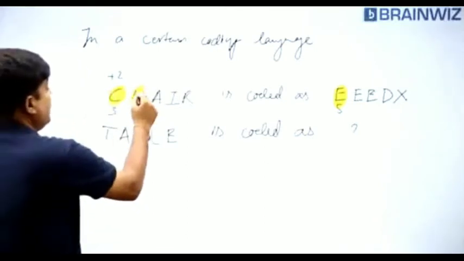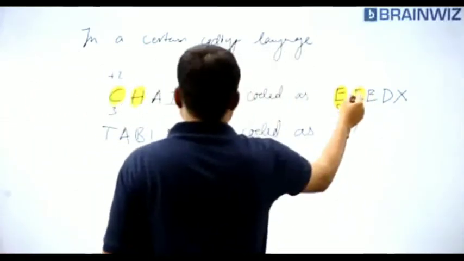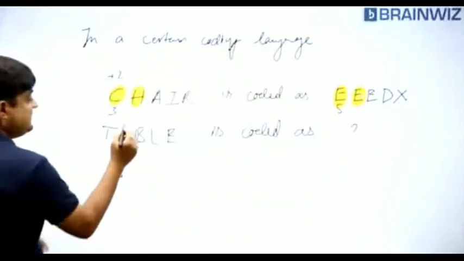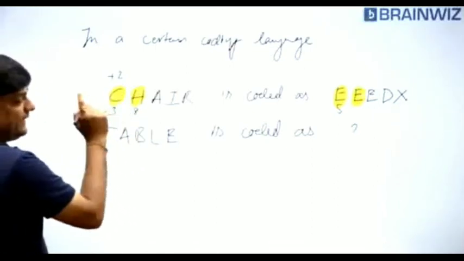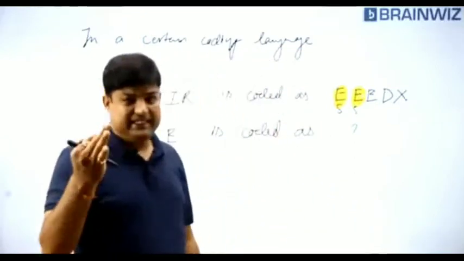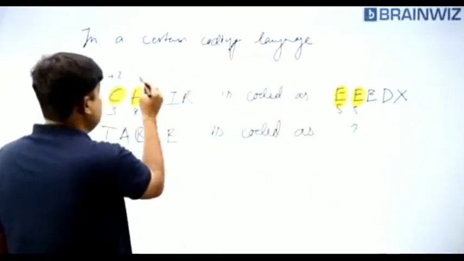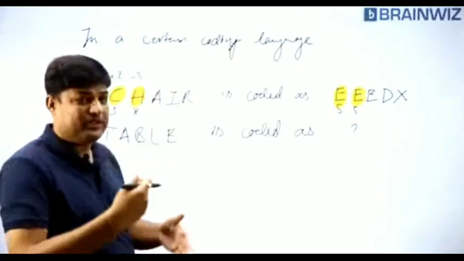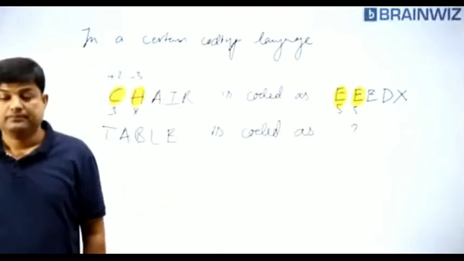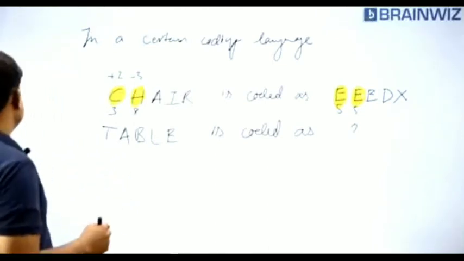Now, the letter H has become E. H is nothing but 8. And the rank of E is 5: A, B, C, D, E, 5. This number is 8, this is 5. So it is shifted backward. How many places backward? 3 places backward. Are you understanding, everybody? Same fashion.